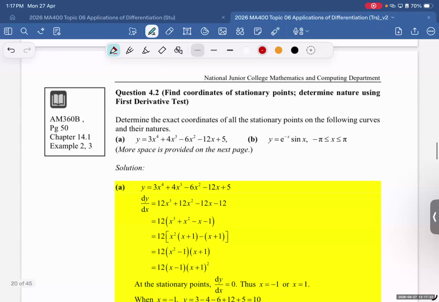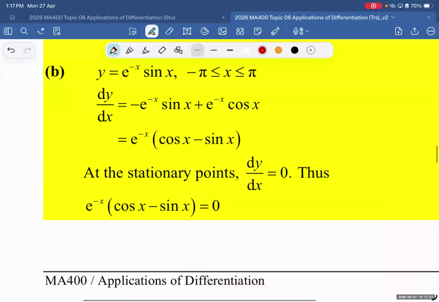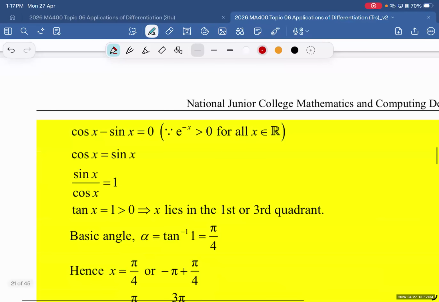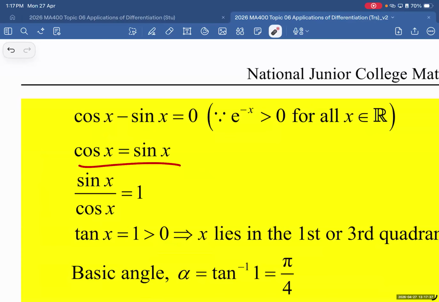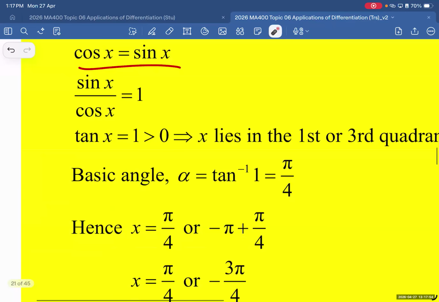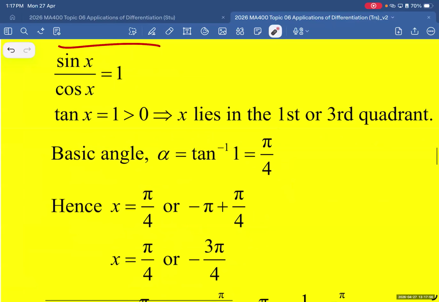In case some of you have an issue, you reach this point, cosine x equals sine x. The common mistake is over here: people divide. You can even use the R formula, but from here you divide by cosine. The right hand side is 1, it is not 0. The right hand side is equal to 1. One is a special angle, tangent inverse 1 is pi over 4. After that, still not done.